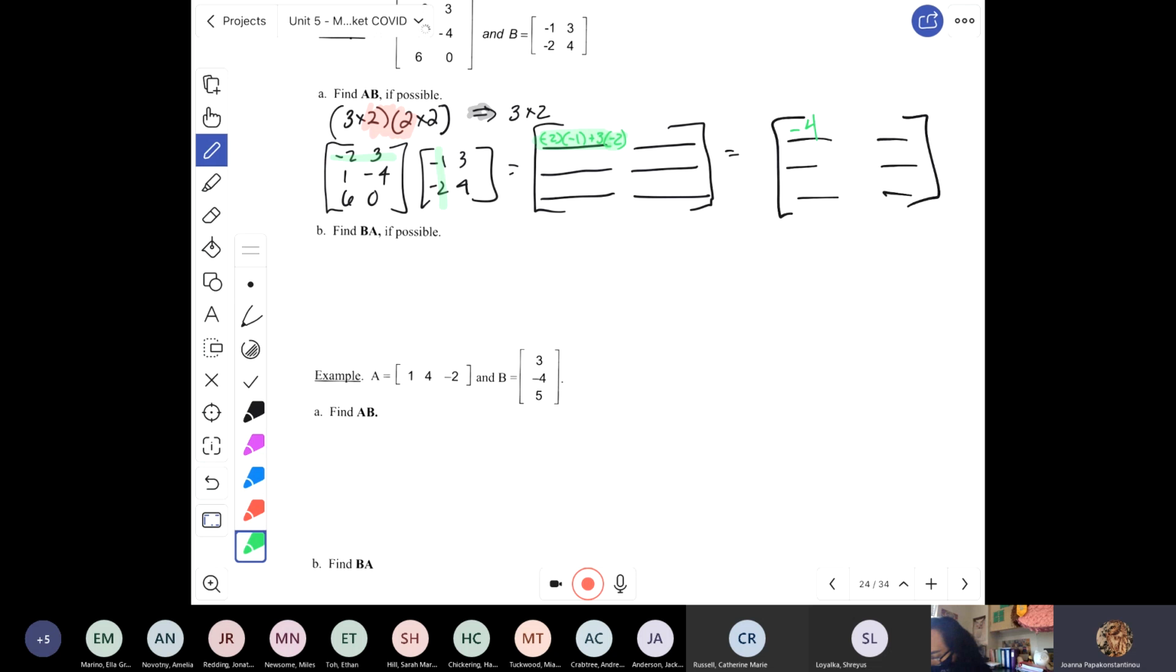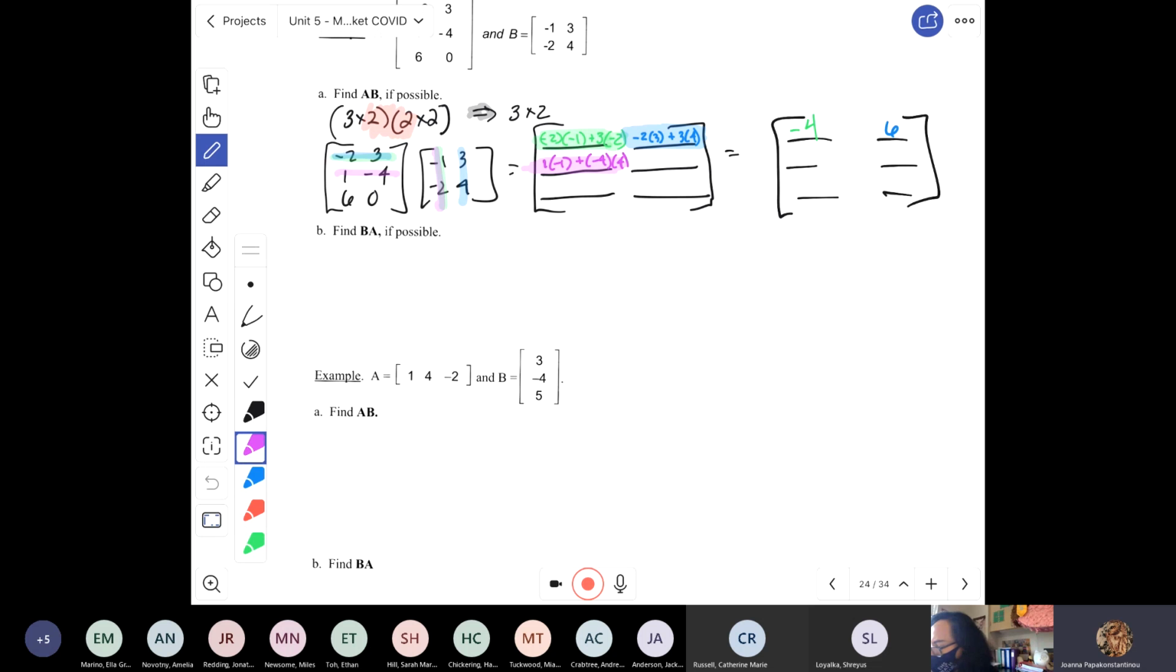Okay. Now, I want to figure out what I am multiplying to get this entry. What position is that? 1, 2. First row, second column. -2 times 3 plus 3 times 4. -6 plus 12 is 6. Okay, now let's move on to this. What position is this? 2, 1. Second row, first column. 1 times -1 plus -4 times 4.